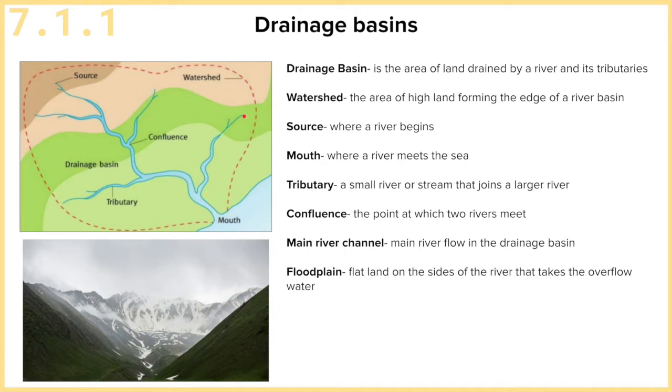Where a river ends, which is where the river meets the sea, is called the mouth. And you can see here that in this drainage basin there's only one mouth because it's the main river. Now, the main river, or the main river channel, is the largest river, and that's the one that you can see flowing along my red pointer all the way up to this source here. So that's the main river channel.